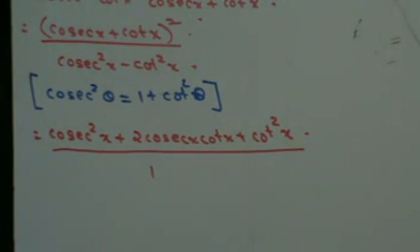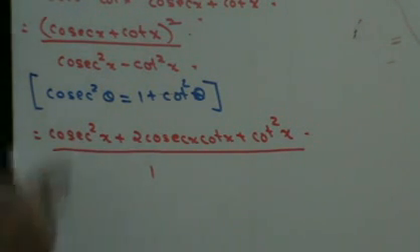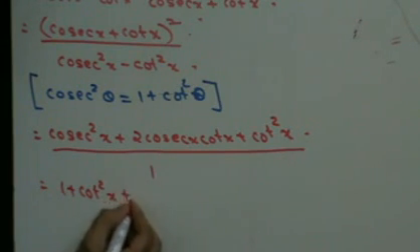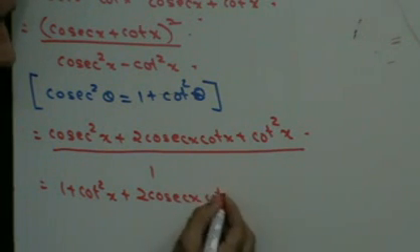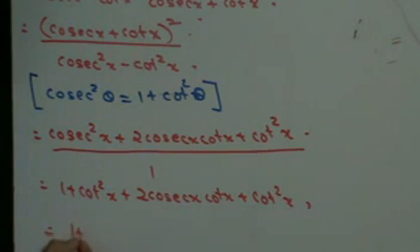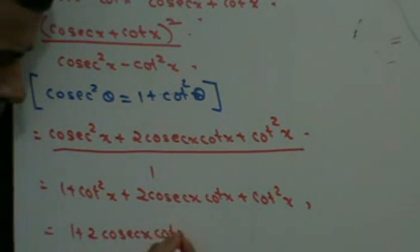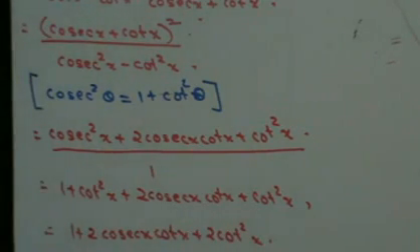Now, substitute the terms that you don't need, right? Cosec square x, by using this identity, can be written as 1 plus cot square x, plus 2 cosec x cot x plus cot square x. This is 1 plus 2 cosec x cot x plus cot square x plus cot square x is 2 cot square x. So that is your RHS, right? Move on to the next sum, guys.